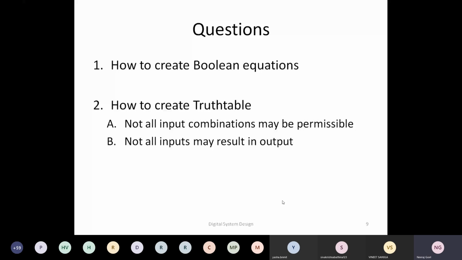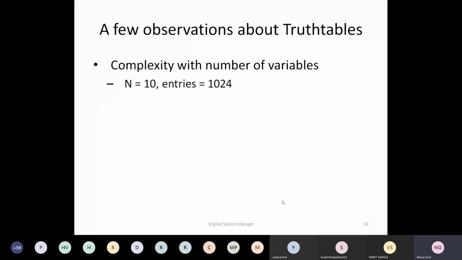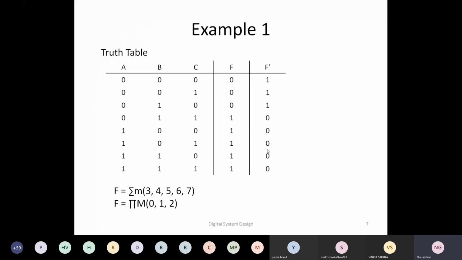Okay, so one more caveat with this truth table, that the complexity will be dependent on the number of variables. As we said, if the number of variables is 3, the total number of rows is 8. If the number of variables is 4, how many rows in this truth table? Here there were 8 rows. If the number of variables is 4, then it would become 16.